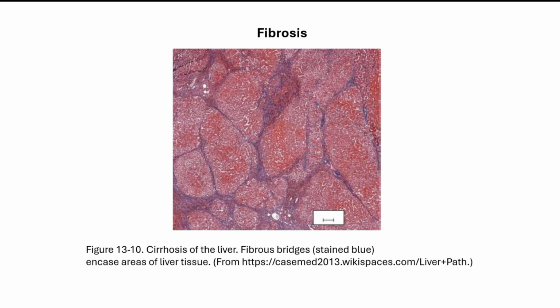So let's go to liver cirrhosis. Liver cirrhosis. This is an image of a liver where there is cirrhosis. Fibrous bridges are there. This is stained blue. This is liver parenchyma. You can see the fibrous connective tissue encasing the liver acinus.